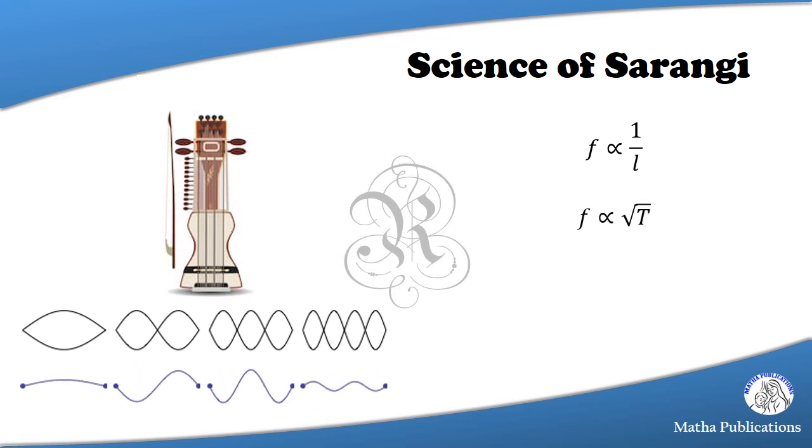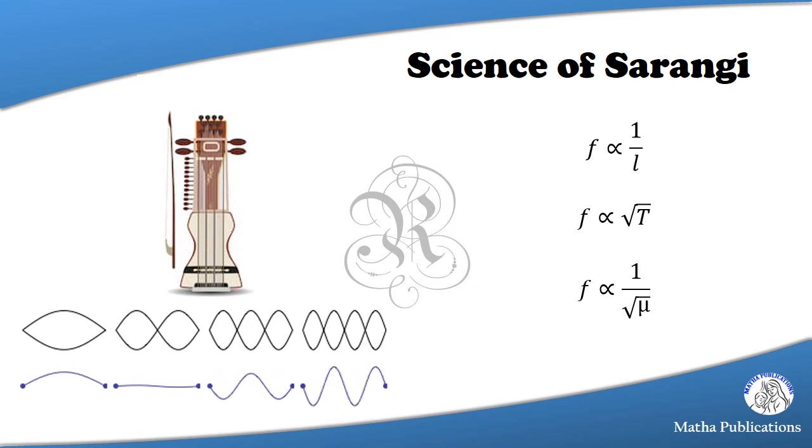Pitch can be adjusted by varying the tension of the string also. A string with less tension, that is a looser string, results in a lower pitch, while the string with a greater tension, that is a tighter string, results in a higher pitch. The frequency is proportional to the square root of the tension.